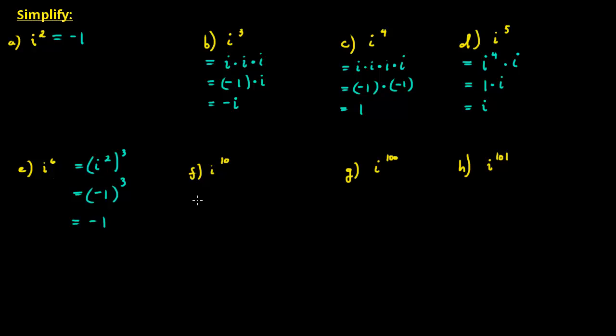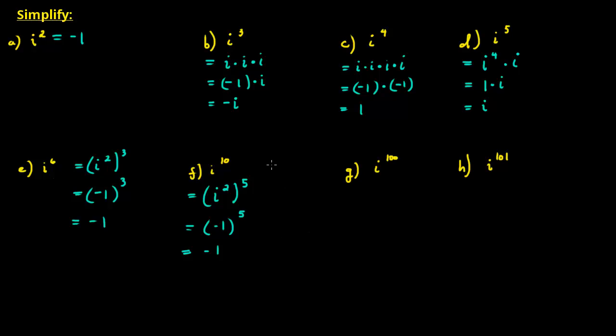Next, I've got i to the power of 10. Well, let's think about this. How can I rewrite this? Well, i to the power of 10 can be rewritten as i squared to the power of 5 using the exponent laws, because 2 times 5 is 10. i squared is -1, to the power of 5 is equal to -1, because -1 to the power of an odd exponent is negative.